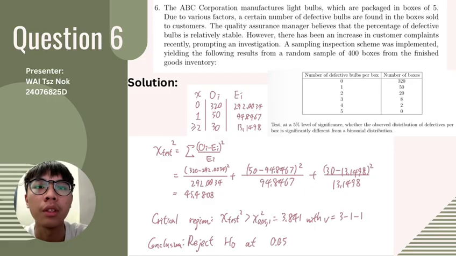And the conclusion is that at the 5% significance level, the observed distribution of defectives per box is significantly different from a binomial distribution. This suggests that the assumption of a constant, independent defect probability per bolt does not hold for this process.